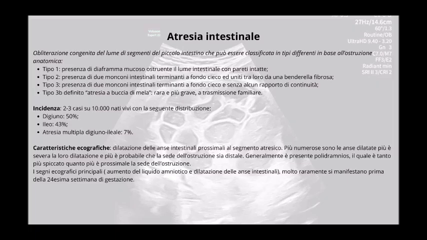The most widely accepted classification distinguishes several forms. Type 1 is characterized by the presence of a mucosal diaphragm that obstructs the intestinal lumen, with the intestinal walls remaining intact. Type 2 presents two blind-ended intestinal segments connected by a thin fibrous band. Type 3, on the other hand, is characterized by two separate intestinal segments with no continuity, and it is the most common form. Type 4, also known as apple peel atresia, is a rare and severe form, often associated with familial transmission. It involves the distal duodenum, the entire jejunum, and the proximal ileum, and is believed to be related to ischemia caused by occlusion of the superior mesenteric artery.